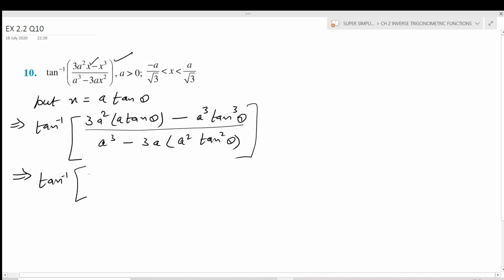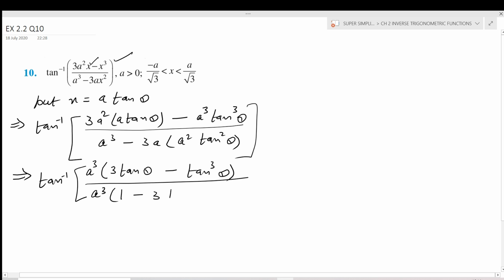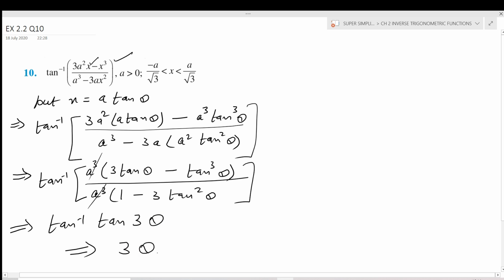From the numerator, I can take a cube common. So I will have 3 tan theta minus tan cube theta, and from the denominator also I can take a cube common. So I will have 1 minus 3 tan square theta. Now you can cancel a cube with a cube, and the expression in the bracket is the formula for tan 3 theta. Now it should be equal to 3 theta.